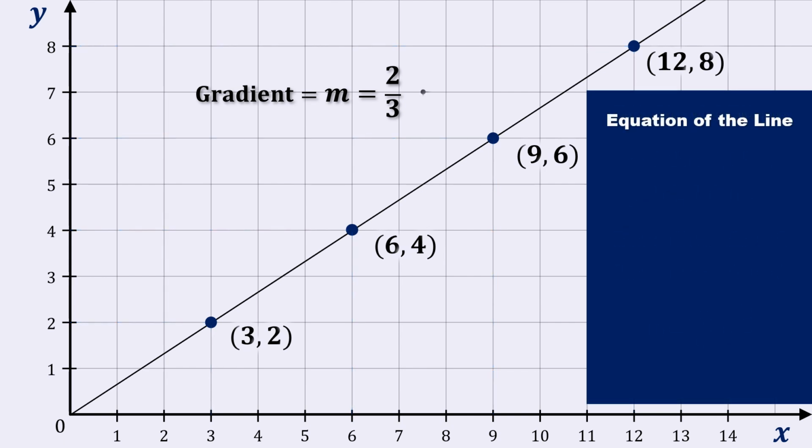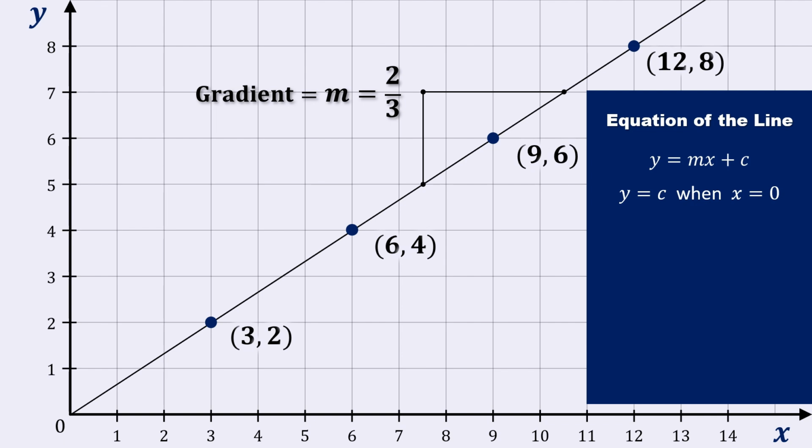Now that we know the gradient, let's find the equation of the line. The standard equation of a straight line is this, where c is a constant number that represents the intercept that the line makes with the y-axis. In other words, c is the value of y when x is equal to 0.